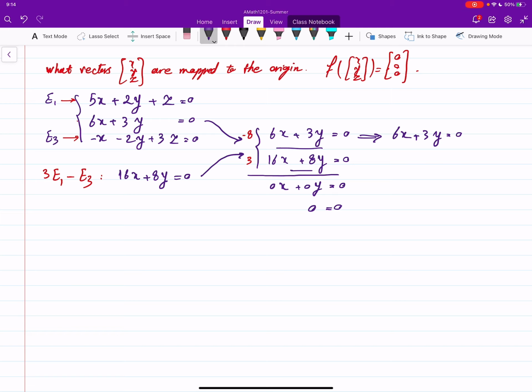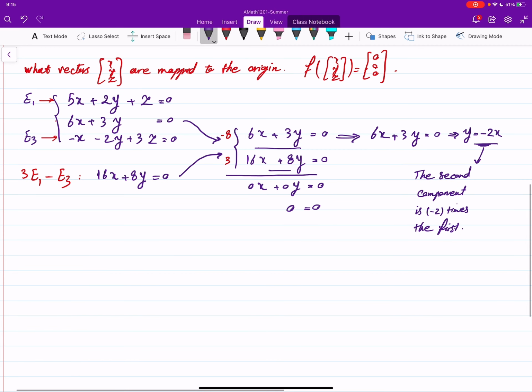Well, there are two variables. That means the only thing I can do is write one variable in terms of the other one. This says that the second component is negative 2 times the first one. That is a piece of information I can use. But how about the third component? I can use any of the equations left and plug in y equal to negative 2x, so it will be 5x plus 2 times negative 2x plus z equals 0. That will give me z equals negative x.